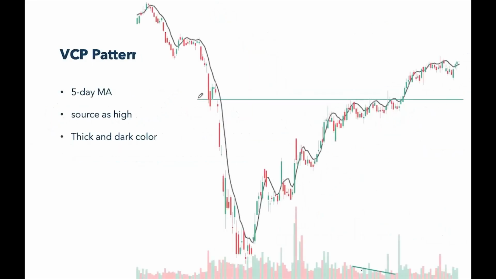Okay, so one trick, in case you're finding it difficult to find a pattern visibly, is to create a 5-day moving average and keep the source as the high point, not the close. You can make it thick and dark in color and just add this onto your chart, and you can quickly see that it tends to give you a trend line like this.